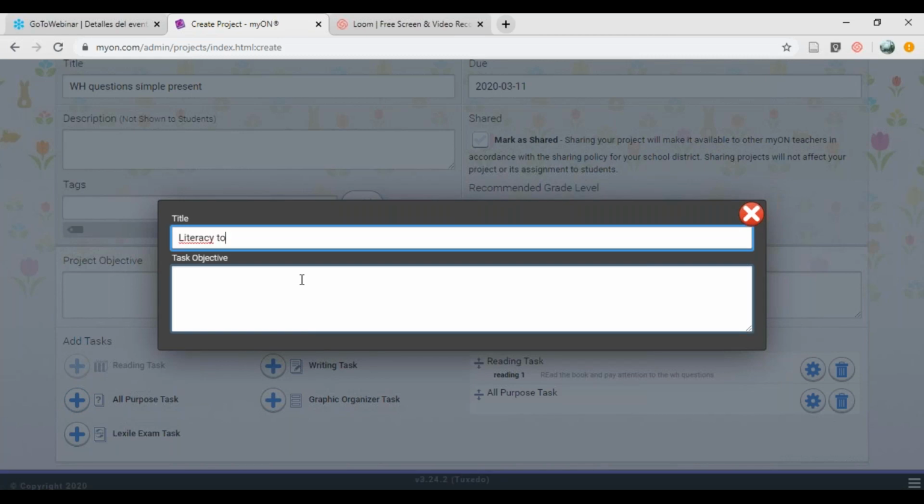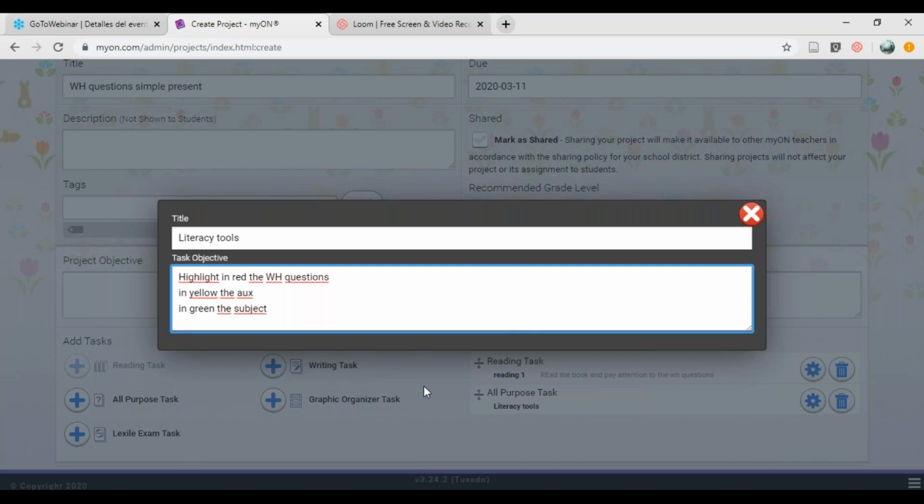And for my title, I will write literacy tools. And here's where I'm going to ask my students to highlight. Highlight in green... no, in red, the auxiliary, the WH questions. In yellow, the auxiliary. In green, the subject, and so on, right? I can write on and on exactly what I want them to do.